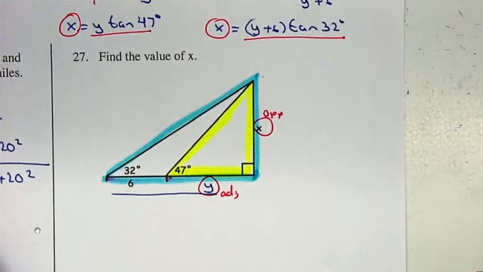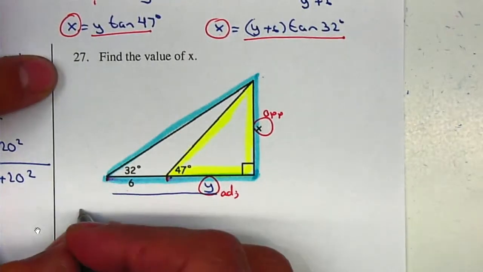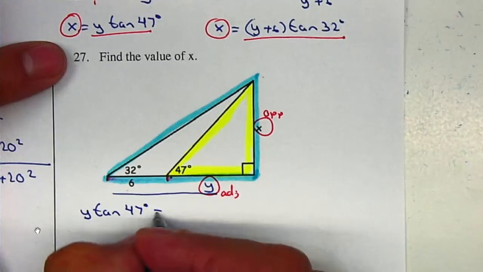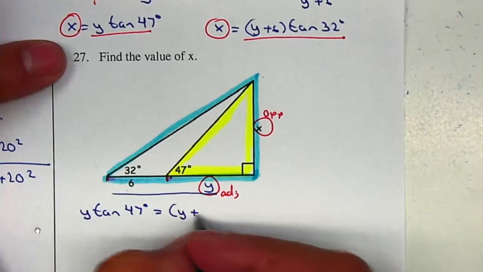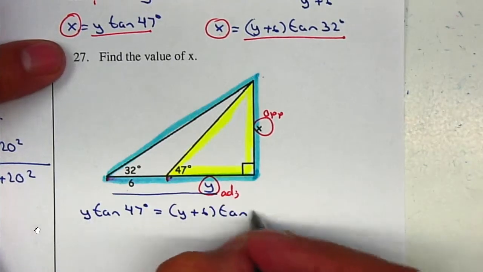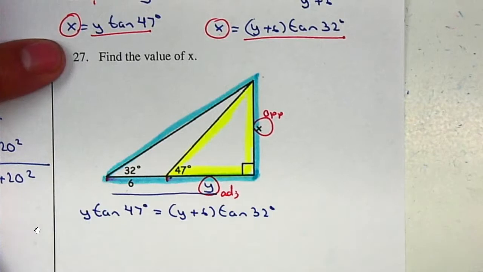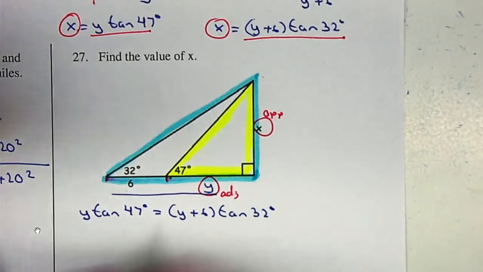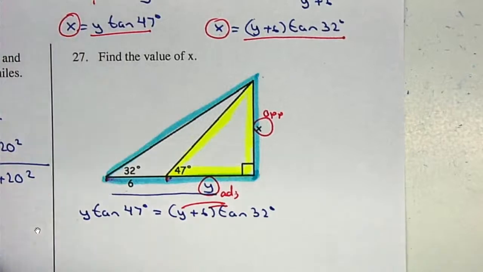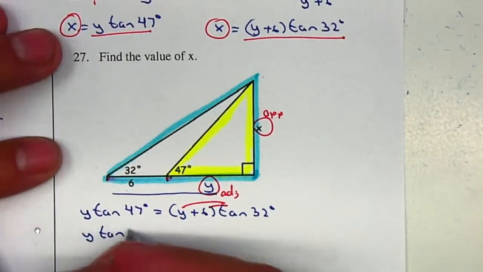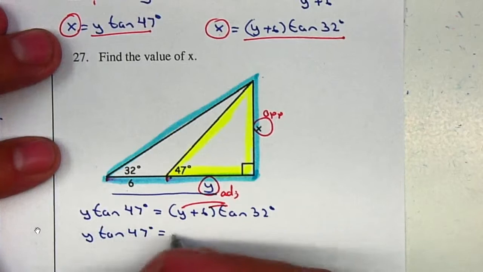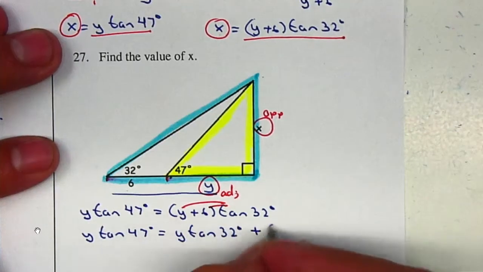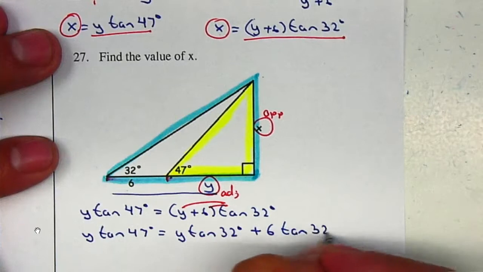Let me move down here. I'm going to have y tangent of 47 degrees is equal to y plus 6 multiplied by the tangent of 32 degrees. Now I have parentheses and they're multiplying, so I'm going to use the distributive property. Y tangent of 47 degrees is equal to y times the tangent of 32 plus 6 times the tangent of 32 degrees.